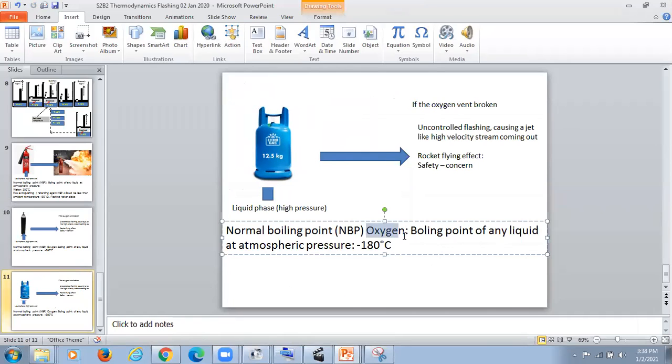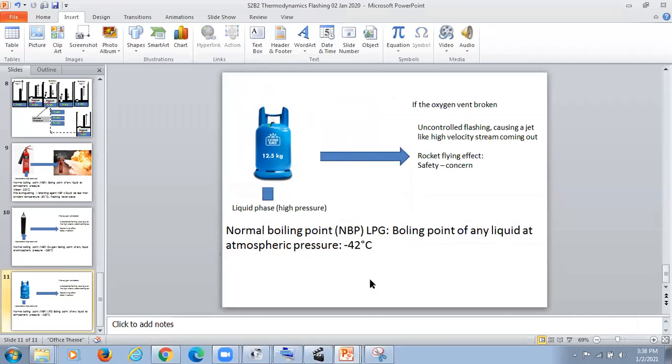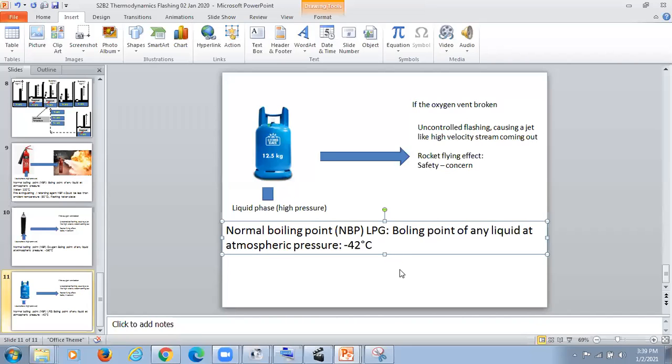LPG minus 42. Okay. So today is a very nice lesson anyway. For refrigeration, we have to look into another case, another time to continue this. Anyway, you should watch the video, that is very important. Cooking gas also minus 42, that's why.